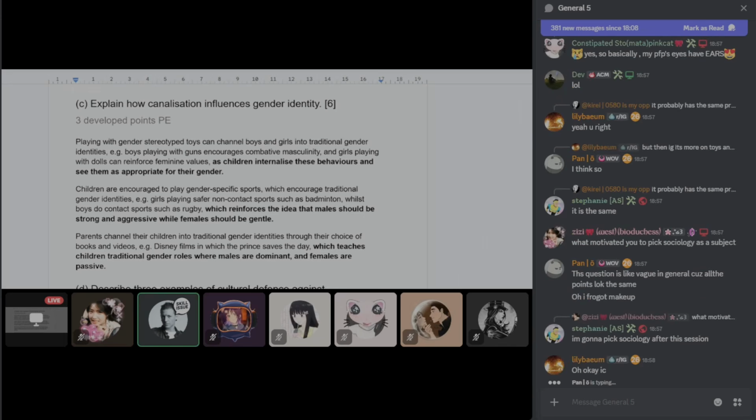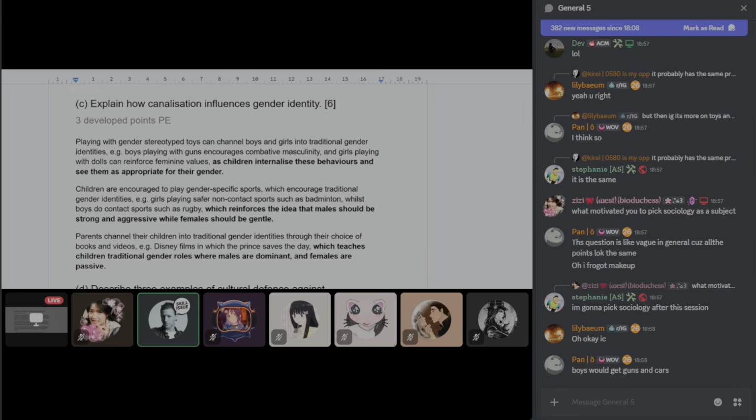I'm going to pick sociology after this session. Yeah, it's one of the easiest and the most interesting subjects. Boys would get guns and cars. Yeah, so no problem.